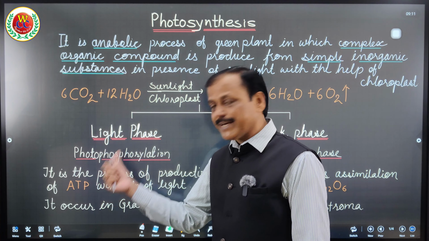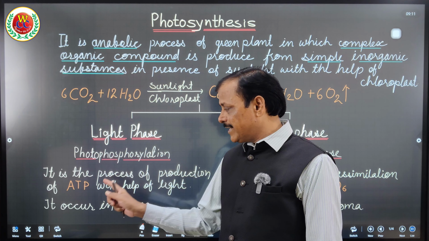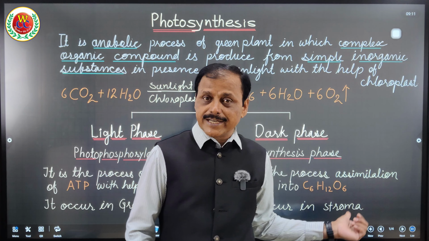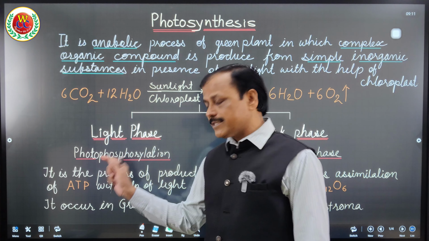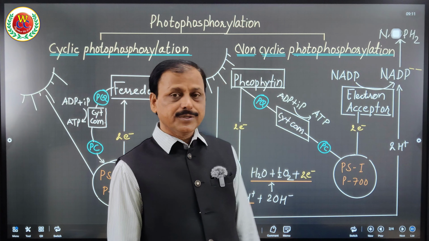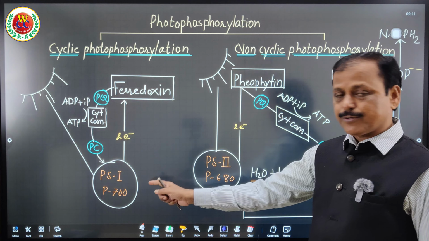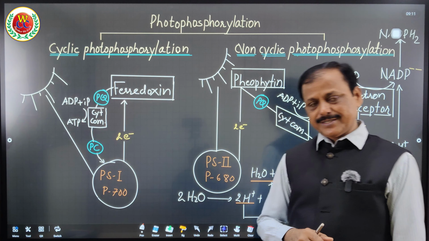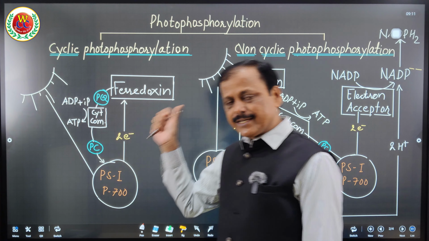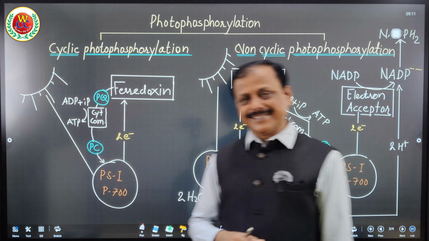Let us learn about the light phase, photophosphorylation, how ATP and NADPH2 are produced, which are used in the dark reaction. So let us learn about photophosphorylation. Here I have a second slide with cyclic photophosphorylation and non-cyclic photophosphorylation. Why is this process known as cyclic, and this process known as non-cyclic?